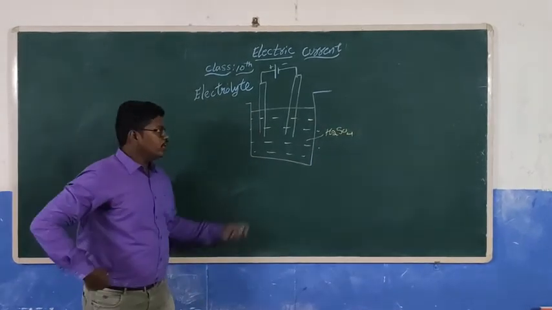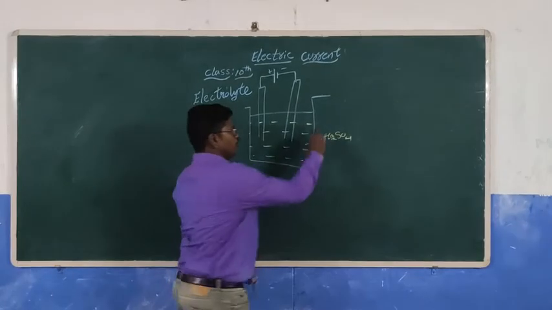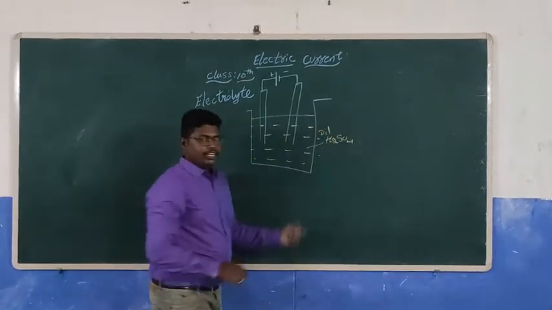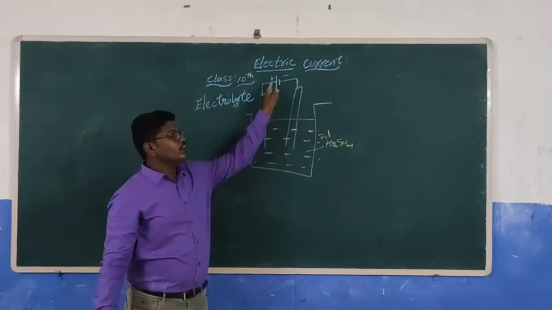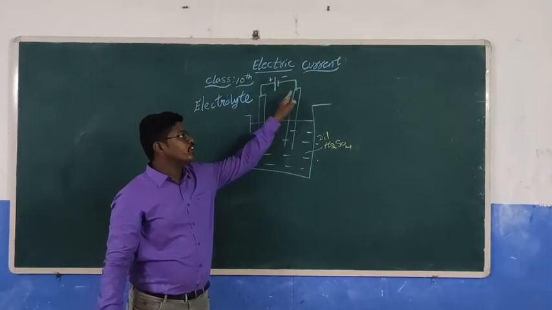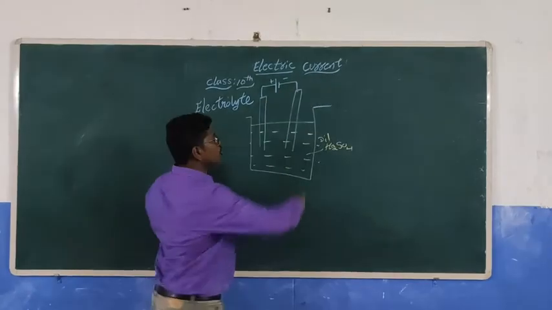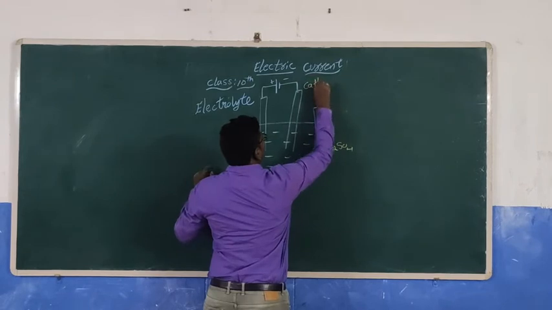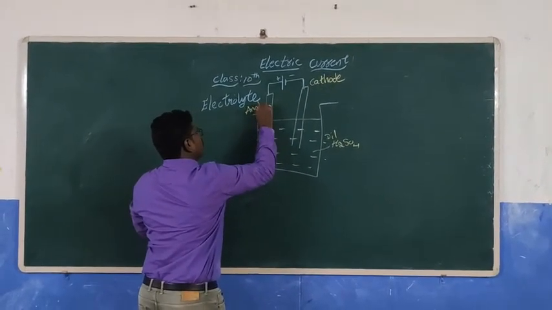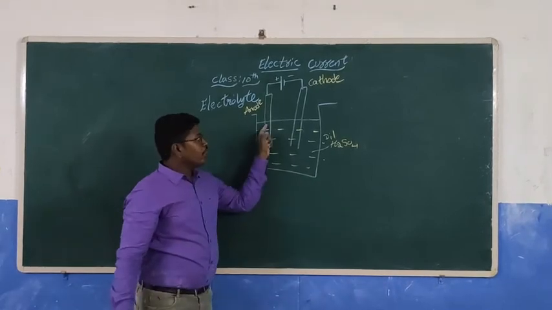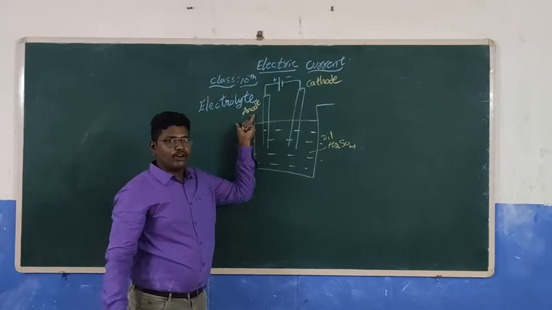If you observe here, I am taking a beaker and I fill it with dilute H2SO4. And here I am taking two electrodes. One of the electrodes is connected to positive, another electrode is connected to negative. The electrode which is connected to negative, we can take as cathode, and the one connected to positive is anode. The electrode connected to the positive terminal of a battery we call an anode.